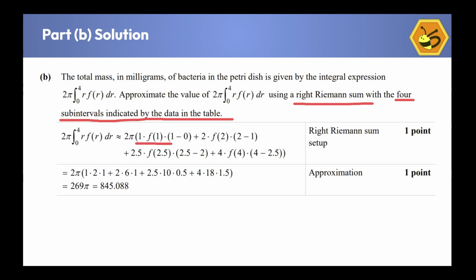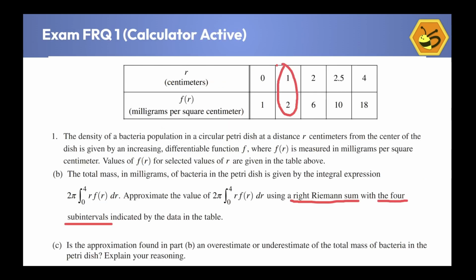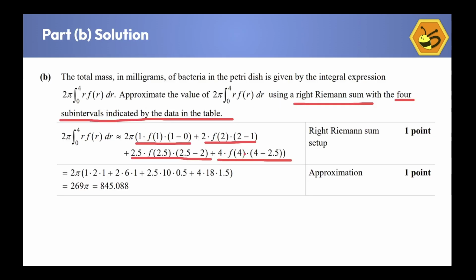We have 4 subintervals, so first one, second one, third one, and fourth one. They're in the form of r times f(r) times the subinterval width, and we're choosing the right endpoint. So for interval 0 to 1, I choose the value 1 for this interval. And for interval 1 to 2, I choose the value of 2. So I'm picking the rightmost endpoint. So I pick 1 times f(1) times 1 minus 0, plus r equals 2 times f(2) times 2 minus 1, which is the subinterval width. And then I do the same thing for the remaining ones to get the right Riemann sum set up.